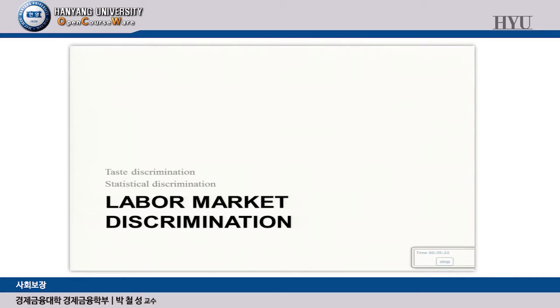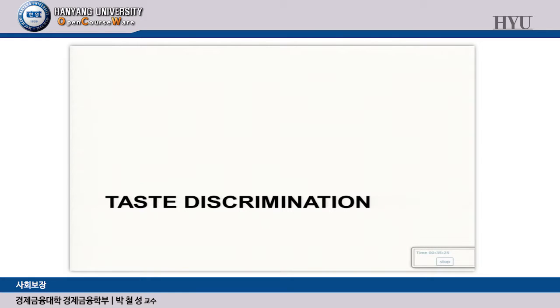Now, let's think of discrimination. There are two types of discrimination. There is taste discrimination, and later we have statistical discrimination. What is taste discrimination? Taste discrimination simply means that a person discriminates against a group of people because this person doesn't like them. So a white employer discriminates against black employees because they don't like blacks. That's taste discrimination. And an employer who does not hire women or pays less to women because this employer doesn't like women, that's taste discrimination.